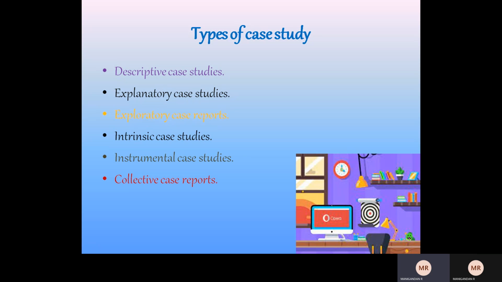Next, instrumental case studies. In the word itself, we have the answer: instrumental means we need to use some additional instrument. This is also called experimental case studies, because you need to use some instrument to solve the problem. For example, mechanical engineering people definitely have some machines, so then only they can solve the problem. Otherwise, they won't.